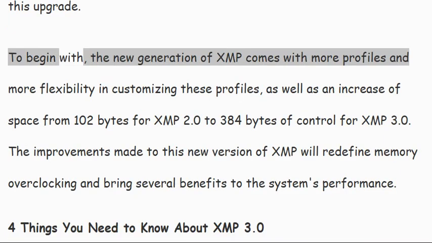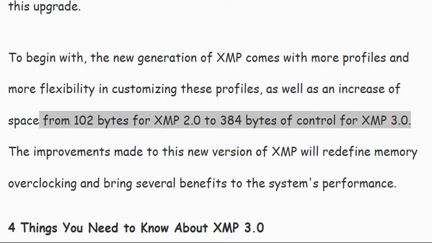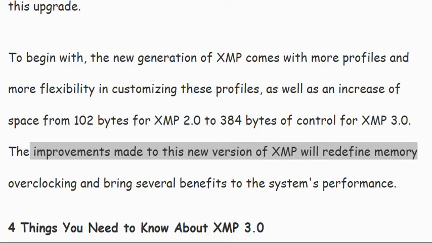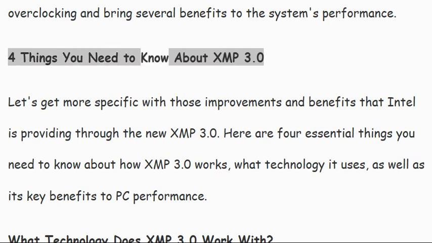To begin with, the new generation of XMP comes with more profiles and more flexibility in customizing these profiles, as well as an increase of space from 102 bytes for XMP 2.0 to 384 bytes of control for XMP 3.0. The improvements made to this new version of XMP will redefine memory overclocking and bring several benefits to the system's performance. 4 things you need to know about XMP 3.0.